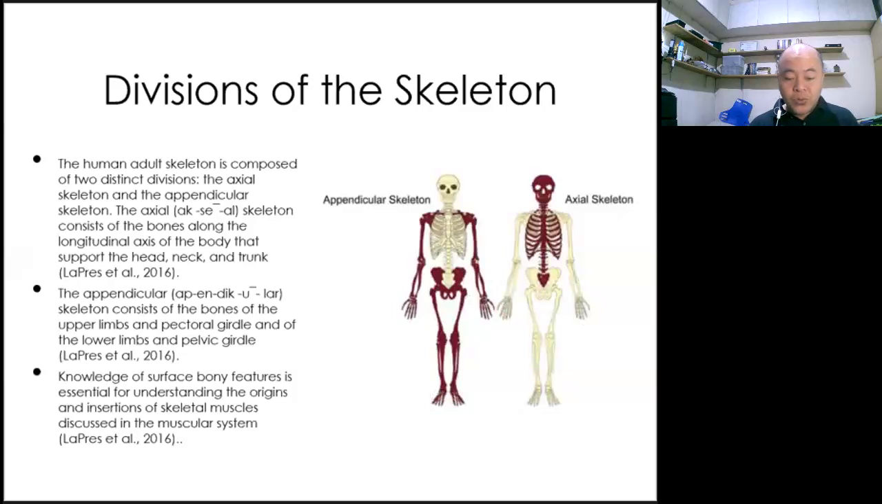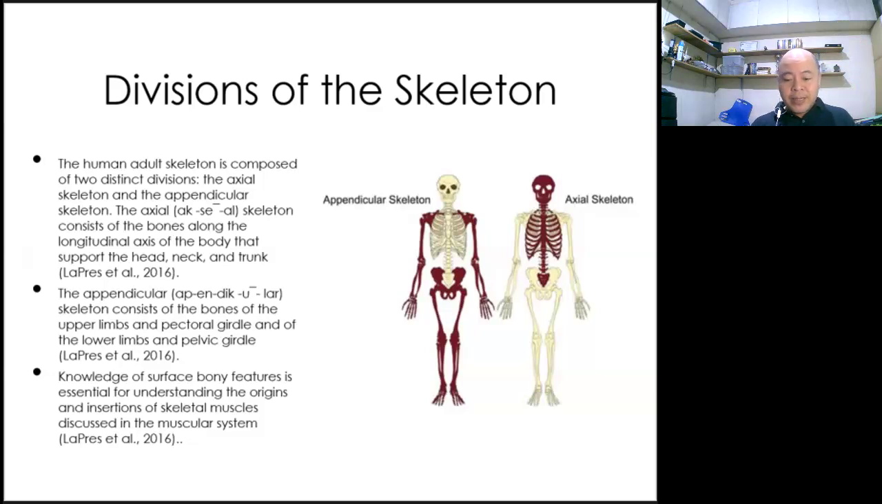So now let's move on to the divisions of the skeleton. Basically, we have two, the appendicular skeleton and the axial skeleton. First, the axial skeleton is comprised of the head, the neck, and trunk and spine. Okay. And it is the set of skeletons that are found in the longitudinal or the axis from top to bottom. Again, that's the head, neck, trunk, and spine.